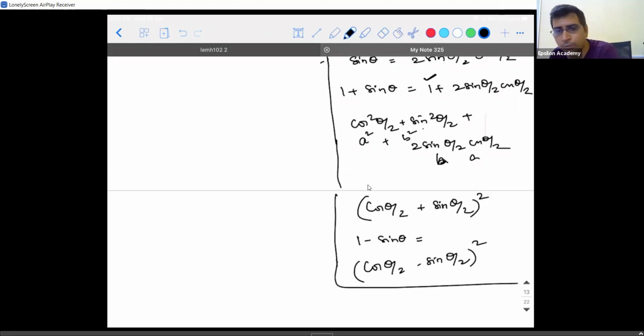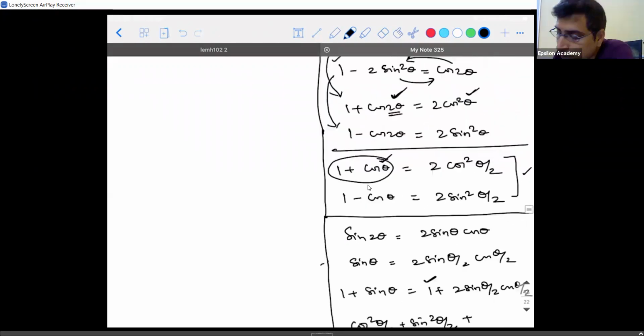Sine theta is 2 sine theta by 2 cos theta by 2. 1 is cos square theta by 2 plus sine square theta by 2. A square plus B square minus 2AB. That's it. Okay.